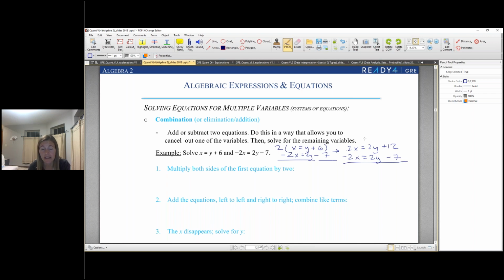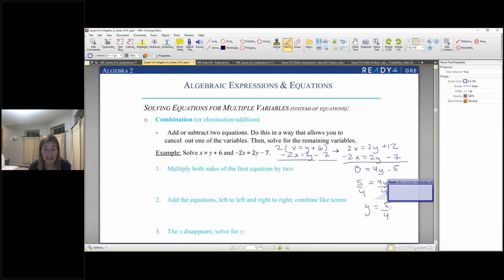Now, why did I do that? Because now when I stack and add, some of my variables are going to disappear. When I add these, 2x minus 2x, I'm left with just 0. The x's are gone. And then here I have a 4y, and here I have 5. Look at that. Now I have an equation I can solve because now there's just a y in it. I add 5 to both sides, get 5 is equal to 4y. Divide by 4, divide by 4. Y is equal to 5/4.